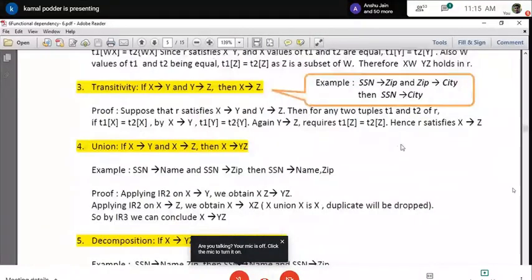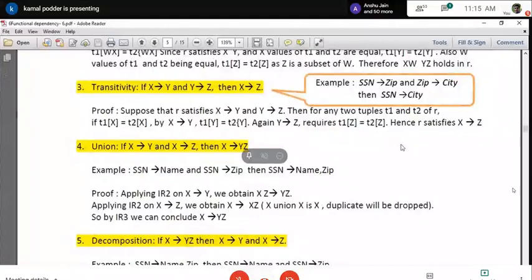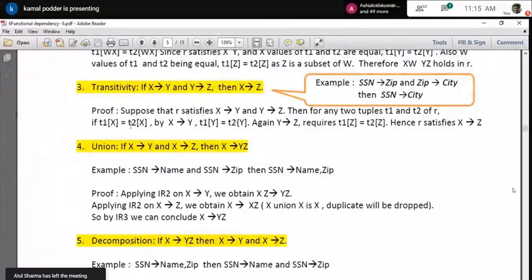Transitivity is very common to all of you. You have faced this type of thing many times in different examples in computer science and in real life also. Say if Y depends on X and Z depends on Y, then we can say Z depends on X also. So if this holds good, this will also hold. Like here, I have zip code as well as pin code. Pin code depends on SSN number, and city depends on zip, and then we can say city is dependent on SSN number also.